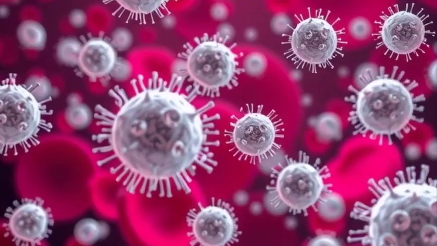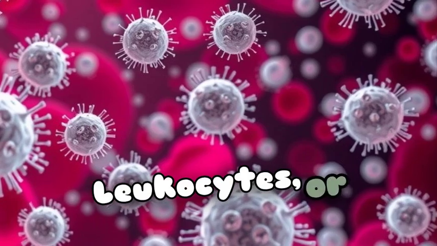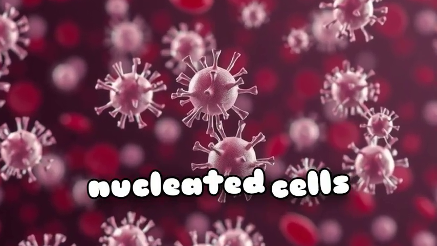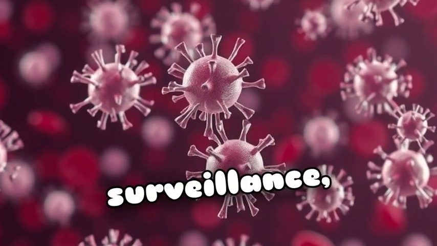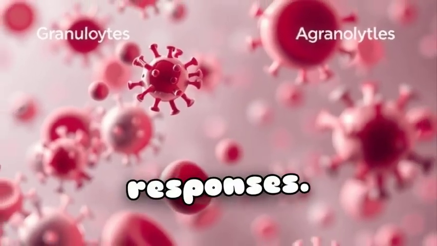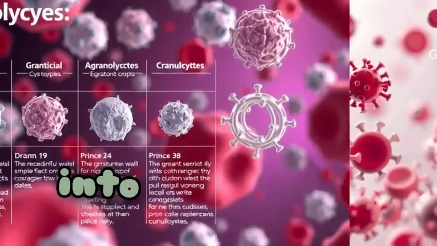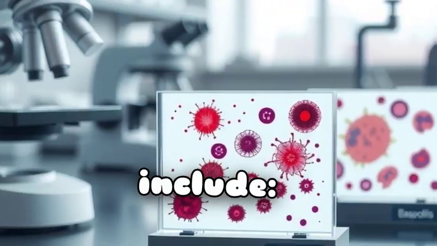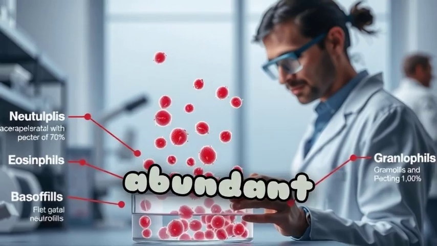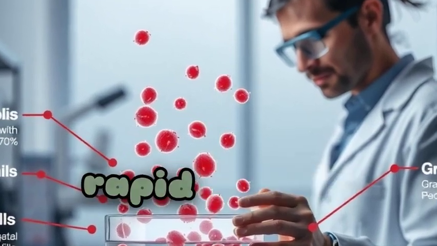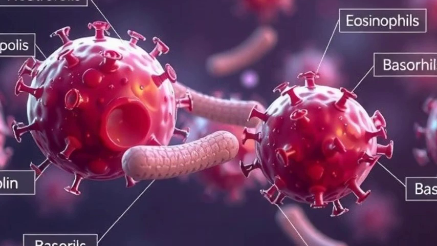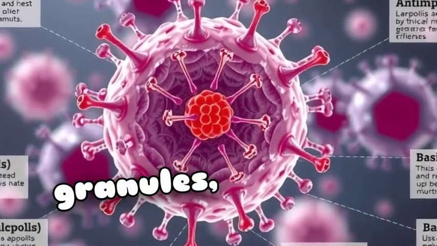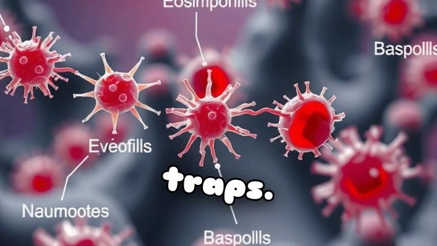Formed elements: leukocytes. Leukocytes, or white blood cells, are a heterogeneous population of nucleated cells that mediate host defense, surveillance, and inflammatory responses. They are broadly classified into granulocytes and agranulocytes. Granulocytes include neutrophils, the most abundant leukocyte, specialized for rapid response to bacterial invasion. They perform phagocytosis, release antimicrobial granules, and form extracellular traps.